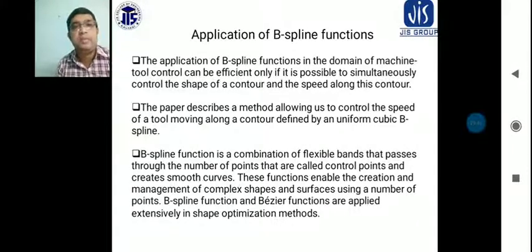Another thing: the B-spline function is a combination of flexible bands that pass through a number of points called control points and create a smooth curve. These functions enable the creation and management of complex shapes and surfaces using a number of points. B-spline functions and Bezier functions are applied extensively in shape optimization methods.